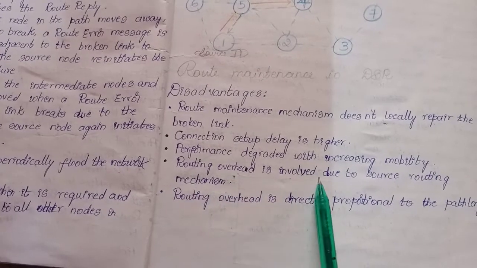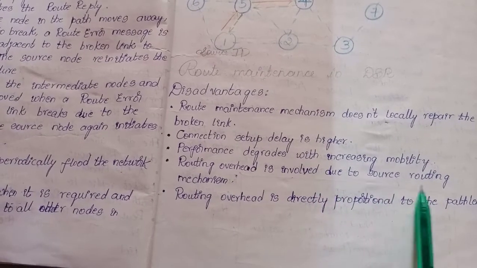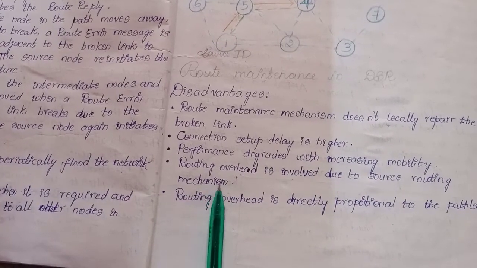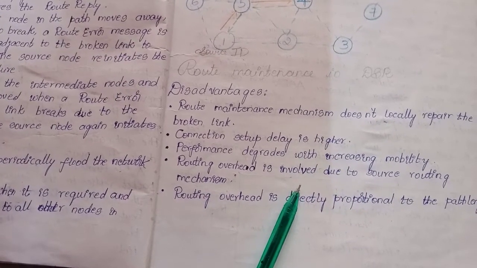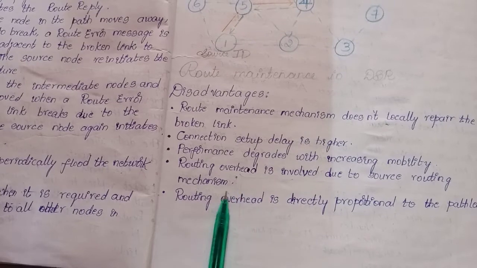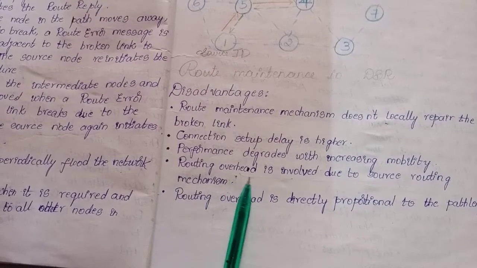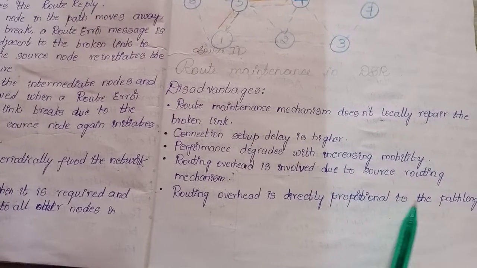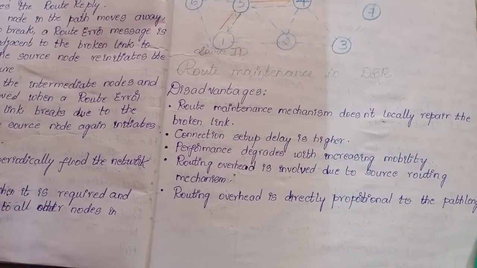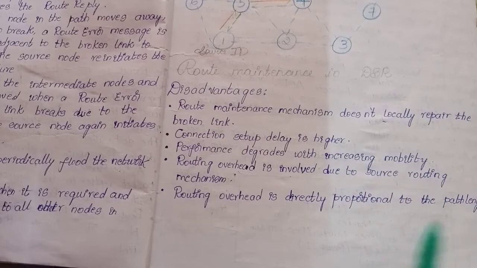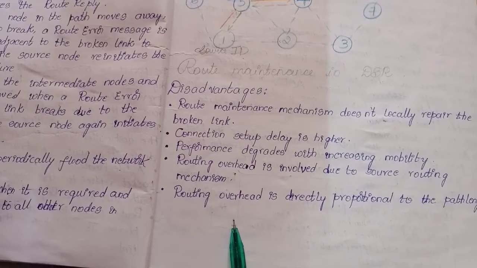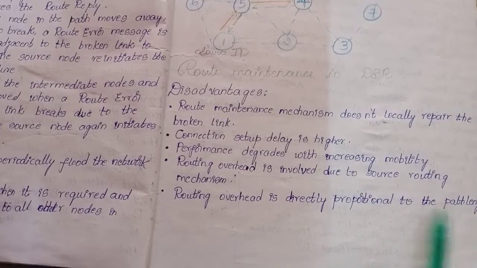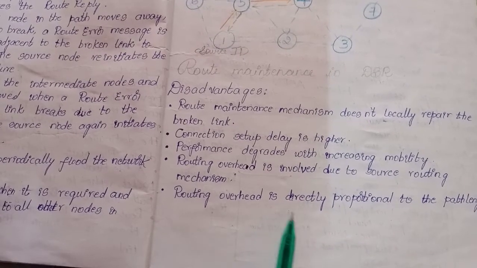Routing overhead is involved due to the source routing mechanism. There, see here, the route request packet is generated by the source, right? So routing overhead will be involved here. Routing overhead is directly proportional to the path length. Because of the number of nodes between the source and destination node, the path length increases, due to which routing overhead also increases.